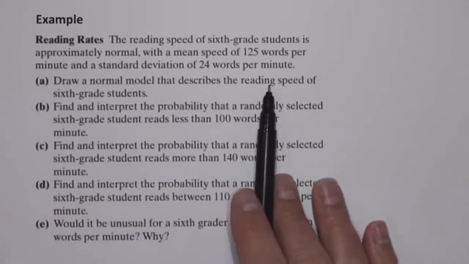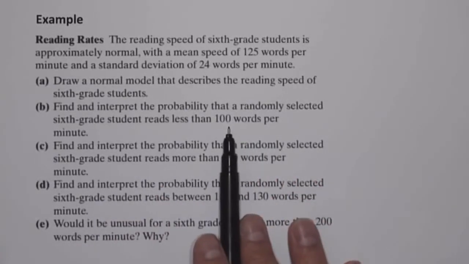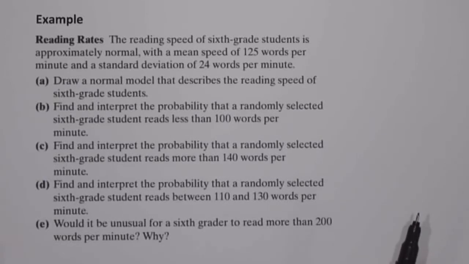So the first problem was to draw the normal model. Then we wanted to find the probability that a randomly selected student reads less than 100 words per minute, that a randomly selected student reads more than 140 words per minute, that a randomly selected 6th grade student reads between 110 and 130 words per minute, and then would it be unusual for a 6th grader to read 200 words per minute or more than 200 words per minute, I should say.